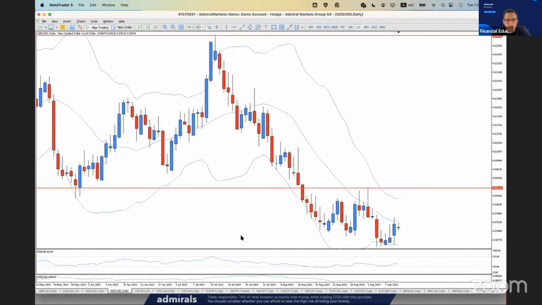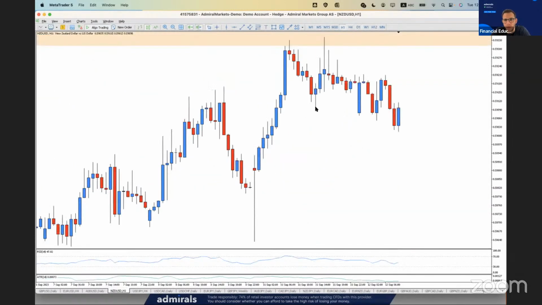Next one, New Zealand US dollar. Pretty similar to the Australian dollar, US dollar. As we see, there is an area of resistance here, so we can go to lower time frames, 1 hour chart. Market looks like it changed some.